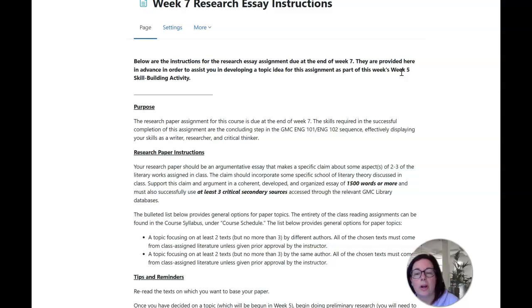It's going to be an argument of claim, and you're going to be looking at 2 to 3 of the literary works that have been assigned in this class. The claim should incorporate a specific school of literary theory. Remember, we started talking about that back in week 3. You're going to support your claim and argument with a well-developed and organized essay, about 1,500 words or more. And you need to look for 3 critical secondary sources.